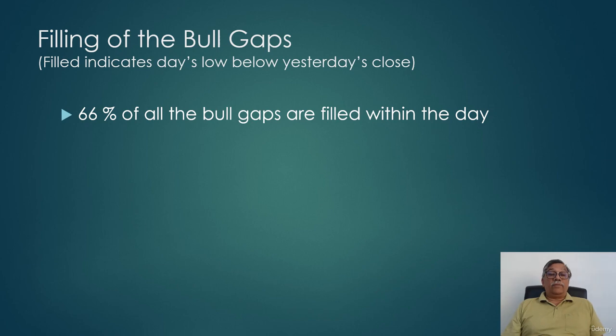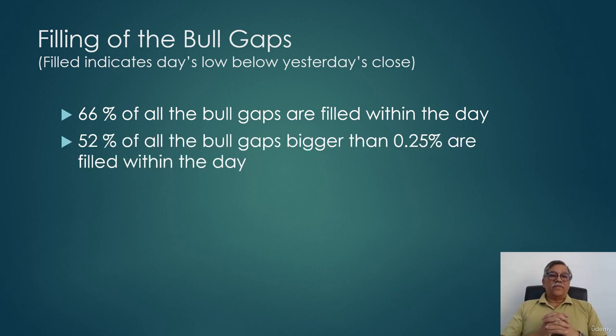Filling of the bull gap. 66% of bull gaps are filled within the day. That's a huge number. It has formed a bull gap. Suppose you have a position from the close. Tomorrow there is a bull gap and you are in a loss. What should you do? Better you wait, because 66% of the times it will come below yesterday's close. Simple. Very less probability that it will simply run up.